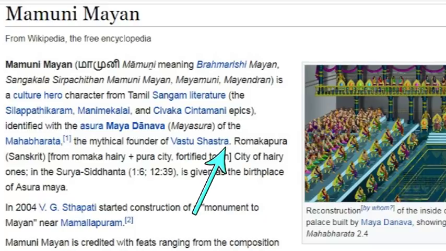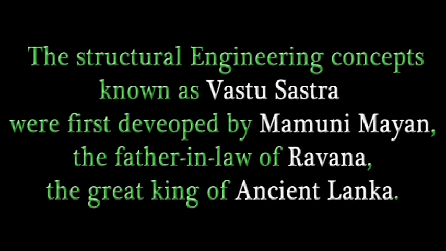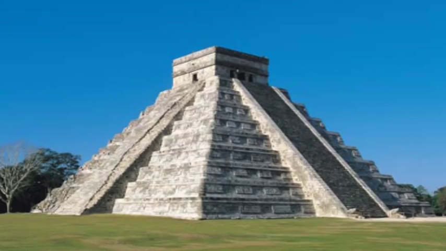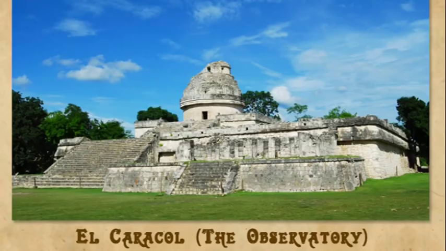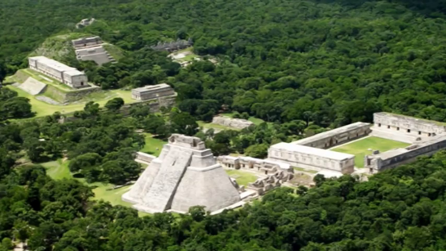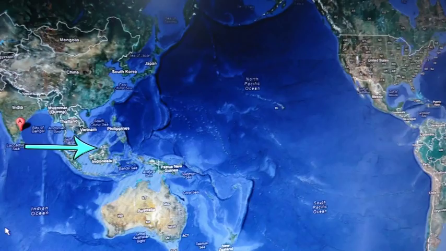It is really funny. Anyway, the structural engineering concepts known as Vastu Sastra were first developed by Mahamuni Mayan, the father-in-law of Ravana, the great king of ancient Lanka. The additional proof for the same is the Mayan pyramids of Mesoamerica, known after him. The Mesoamericans were indeed of Lankan origin.